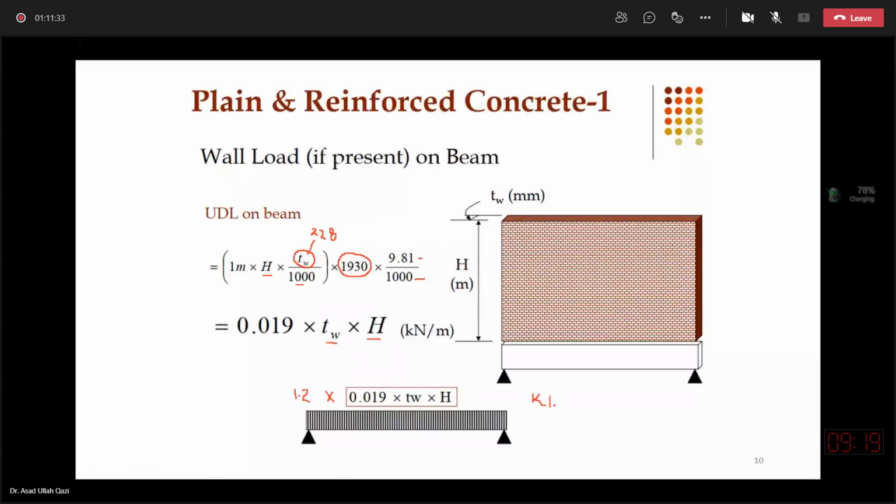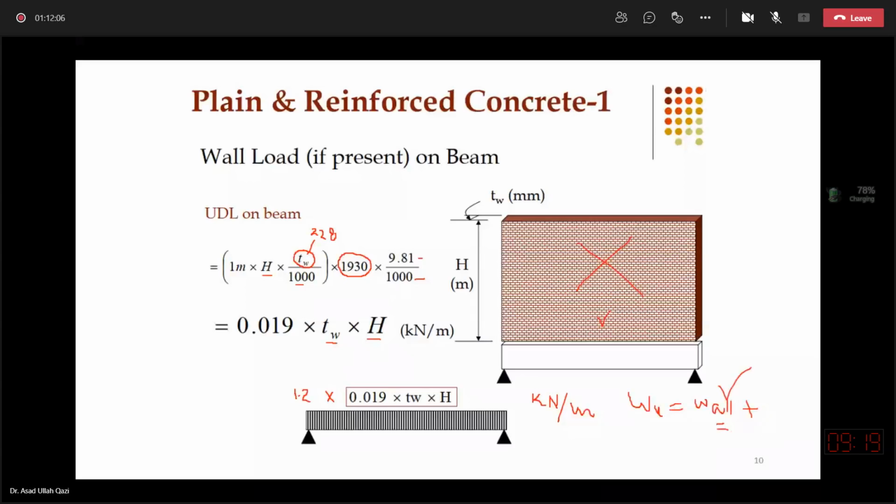So the earlier calculated WU, which was also in kilonewton per meter, you will add this wall load to that earlier calculated value if there is a wall present. If there is no wall present, then don't include it. So if it is present, then you can include it.